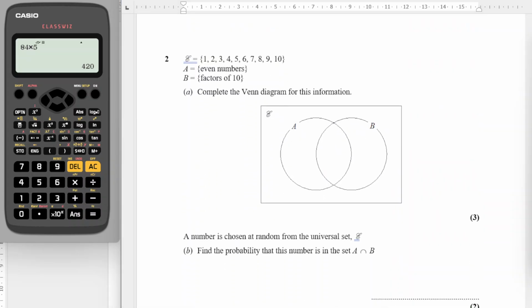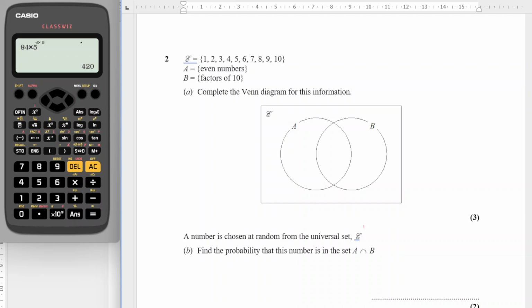Okay, question 2. Here we go with another Venn diagram. Complete the Venn diagram for this information. And then it says a number is chosen at random from the universal set, and that's that squiggly symbol. Find the probability that the number is in A and B, so in the intersection.